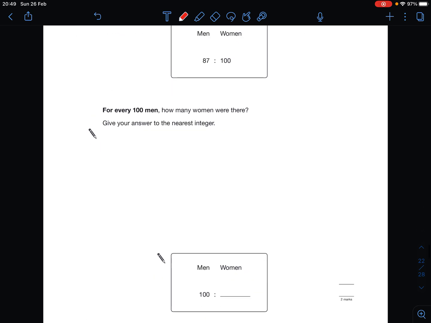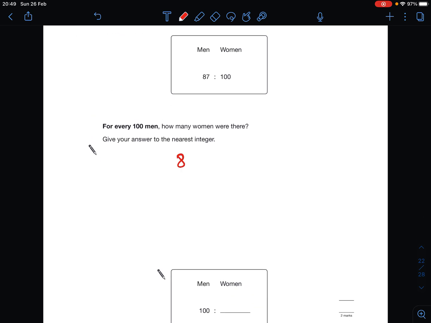For this one, I want to get 87 to 100 as 100 to something. Okay. Now, you can't just add 13 with ratios. We can never add or subtract. We can only multiply and divide. Okay, unless the situation changes. In this case, the situation's not changed, so I can only multiply or divide. In which case, first I'm going to divide by 87 to turn this into 1.